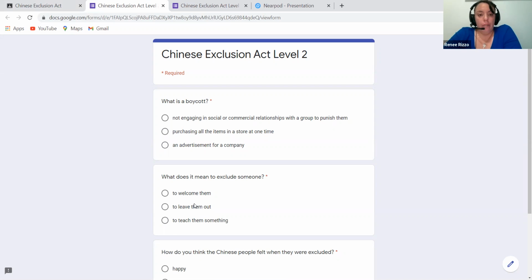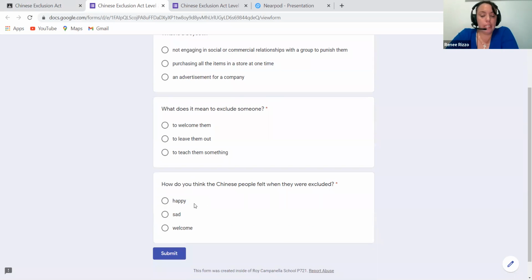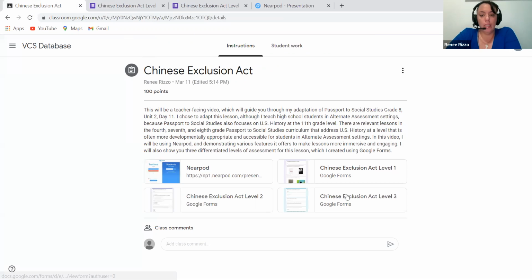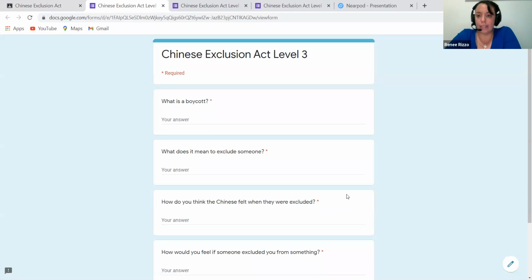Level 2, I still include multiple choice options, but there are no picture choices. What is a boycott? Not engaging in social or commercial relationships with a group to punish them, purchasing all the items in a store at one time, an advertisement for a company. What does it mean to exclude someone? To welcome them, to leave them out, to teach them something. How do you think the Chinese people felt when they were excluded? Happy, sad, or welcome?